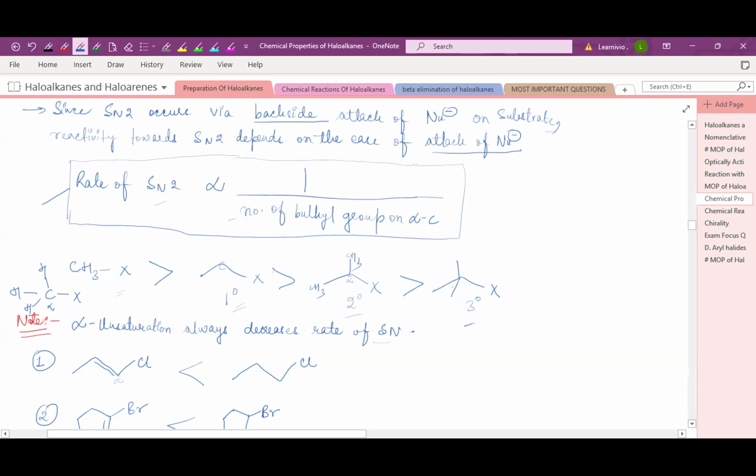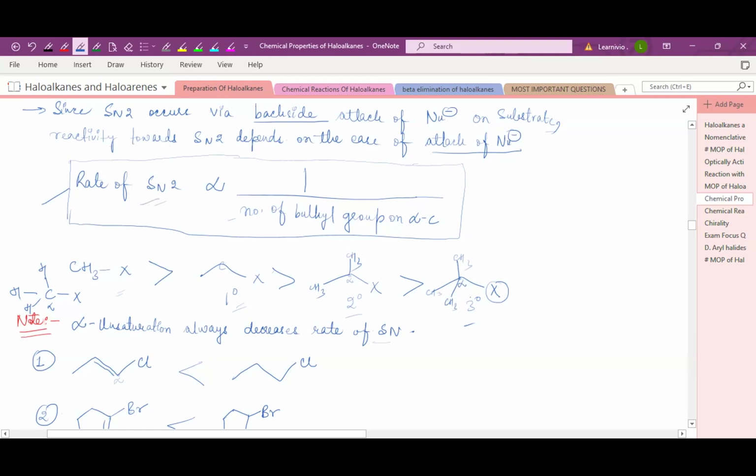So this is a tertiary alkyl halide. In a tertiary alkyl halide, you can see there are three bulky groups. The X halogen atom is attached to this carbon, so this is the alpha carbon, right? And how many groups are attached to the alpha carbon? How many methyl groups? Three methyl groups. 1, 2, 3. CH3, again CH3 and this CH3. Three methyl groups, and methyl groups are bulky. The more methyl groups or bulky groups attached to the alpha carbon, the less will be the reactivity. Less will be the reactivity.